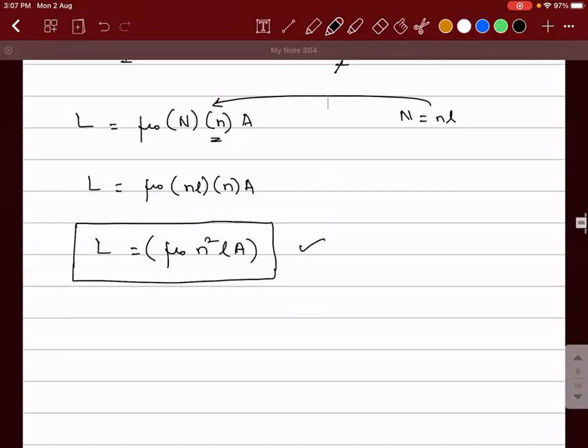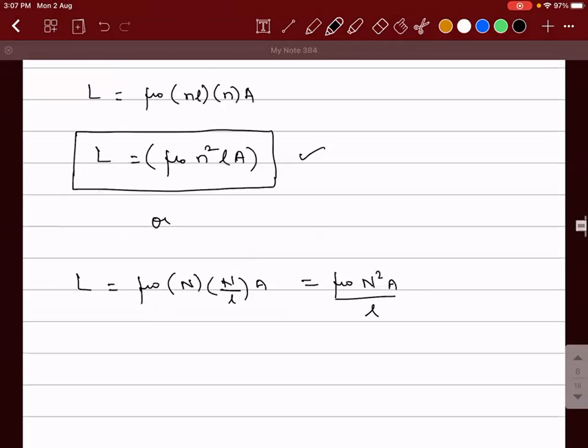Okay, so this is one of the formulae. Or we can write L is equal to mu naught into capital N, where capital N is left as it is, and small n can be written as capital N divided by l, into A. This is equal to mu naught capital N square A divided by l. So you can use either the first formula or the second formula to solve problems whenever you are asked to calculate the self-inductance of a solenoid. Okay. Now you guys can make a note of it.